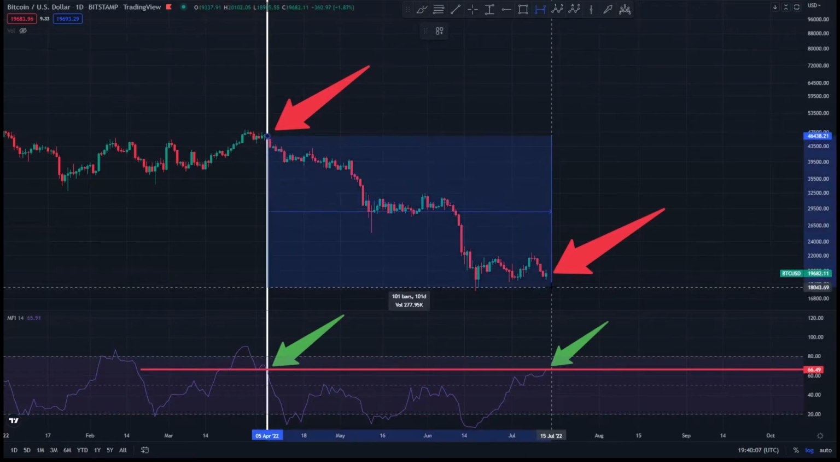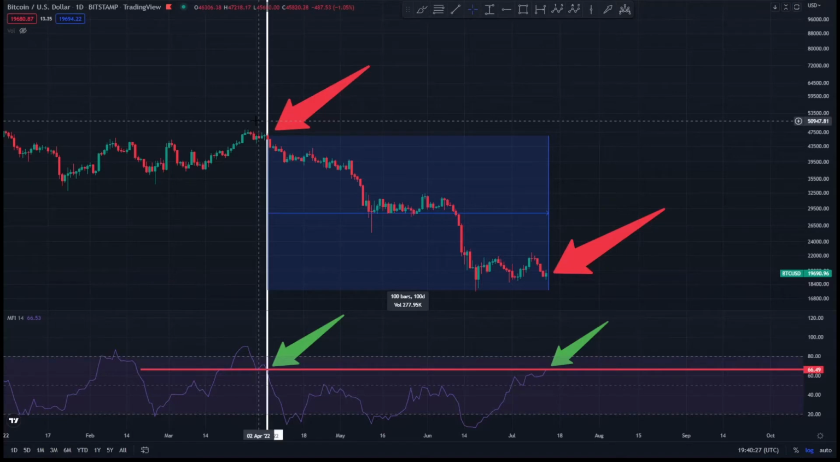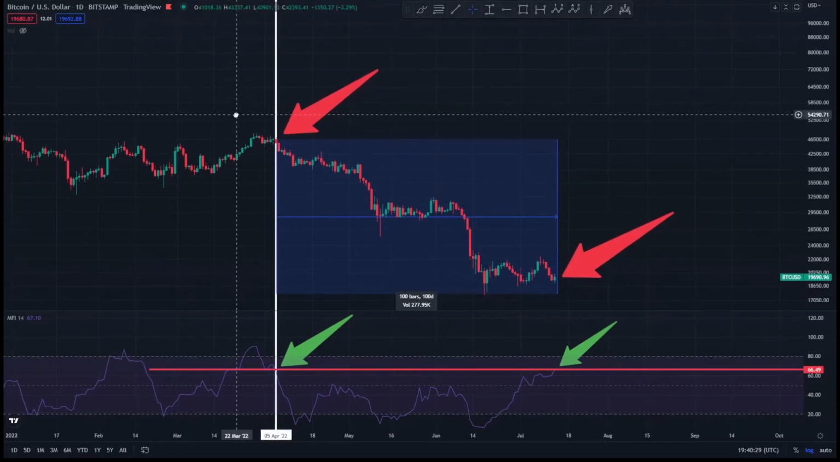If we look at where the MFI is at this moment in time, we are steadily approaching 67 and the extremely overbought region. What's interesting is that we have not hit 67 since all the way back here on the 5th of April. I've marked this with a vertical line in white so you can follow along easily.